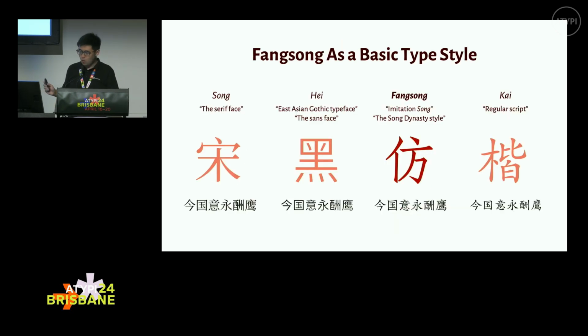First, let me explain why there is a need for a new Fangsong typeface. In China, we basically recognize there are 4 fundamental typefaces, namely Song, Hei, Fangsong, and Kai. Song is basically the serif style, Hei the sans serif style, and Kai a script style. This may leave Fangsong an unfamiliar concept outside China. To put it simply, Fangsong could be considered an intermediate style, one that sits between the serif and the script styles.